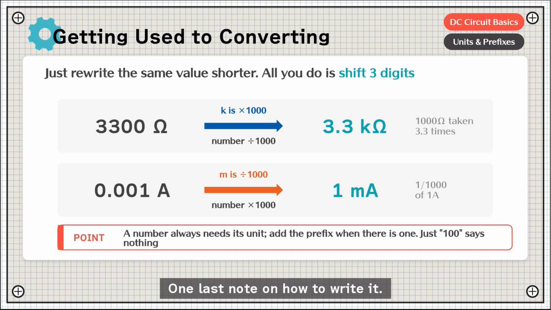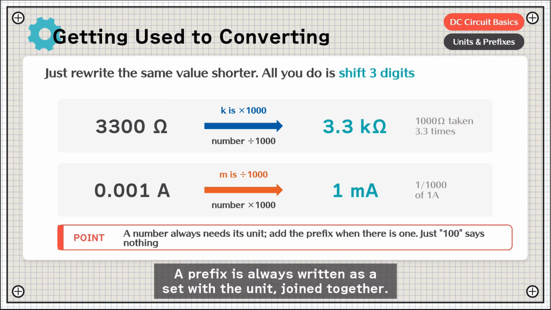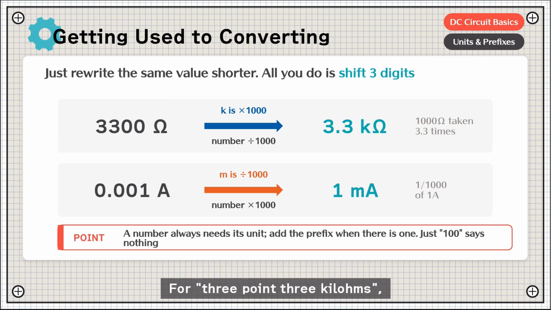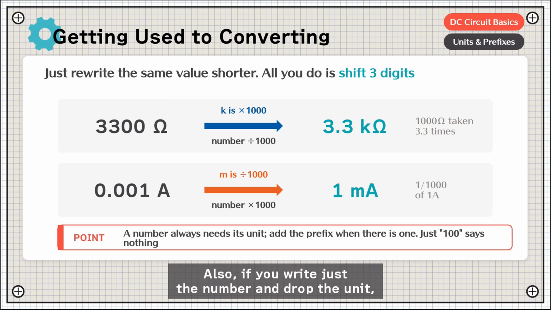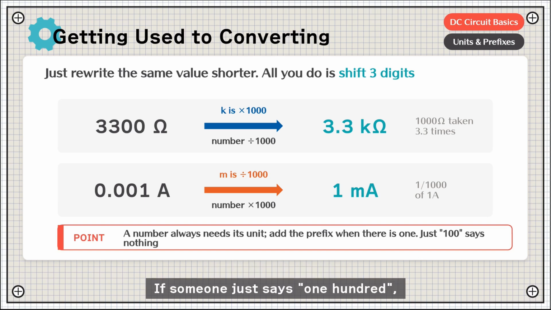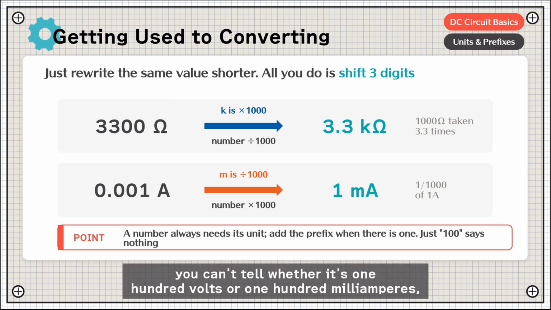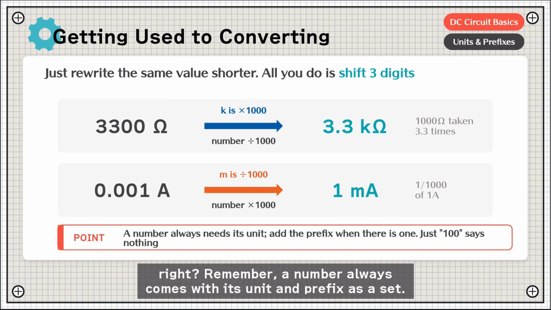One last note on how to write it. A prefix is always written as a set with the unit joined together. For 3.3 kiloohms, you write the k of kilo and the omega of ohm one after the other. Also, if you write just the number and drop the unit, it won't get the point across to the other person. If someone just says 100, you can't tell whether it's 100 volts or 100 milliamperes, right? Remember, a number always comes with its unit and prefix as a set.